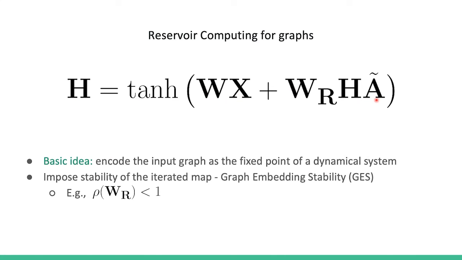So in practice, the basic idea is again the same. I have a system and I want to use the same idea as before of the reservoir. I want to encode the input graph as the fixed point of this dynamical system. So in order to ensure that this dynamical system has a well-formed solution, so at least a solution, and this solution is unique, I can impose, for example, a stability condition to this dynamical system. So I can impose what we called a graph embedding stability property, which nicely becomes something very similar to what we have seen at the beginning regarding reservoir computing. You just need to scale the eigenvalues of this recurrent weight matrix, WR. But now it's operating on the graph.